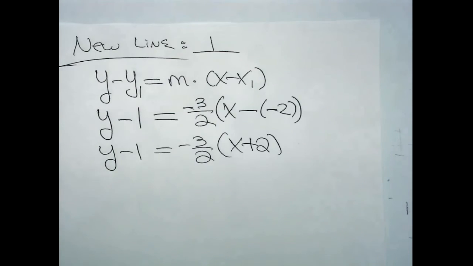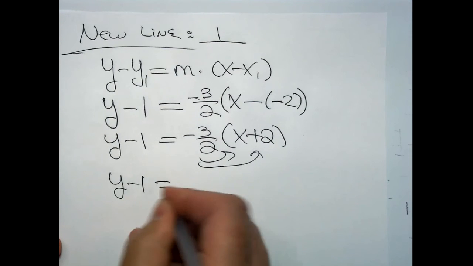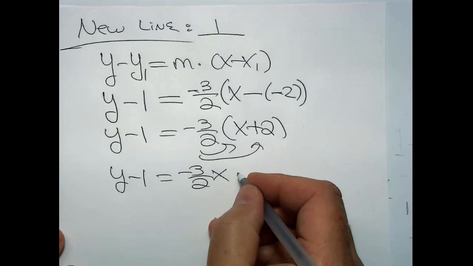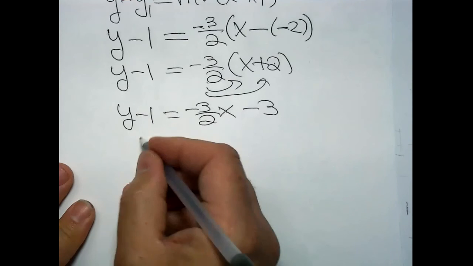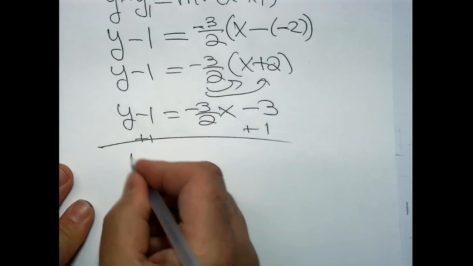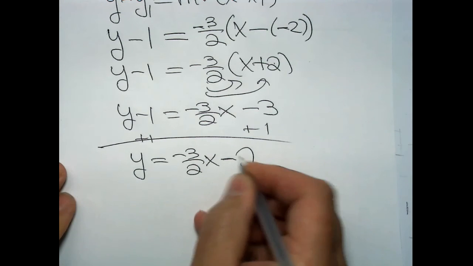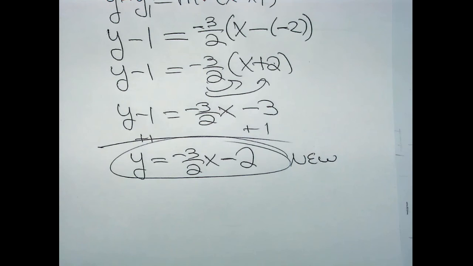And I really prefer finishing up by distributing here. So it's y minus 1. We get negative 3/2 x. Let's distribute some more. And we get negative 3 because the 2's cancel here. We add 1. And we get y equals negative 3/2 x minus 2. There's my new line. And let's not forget what the old line is.